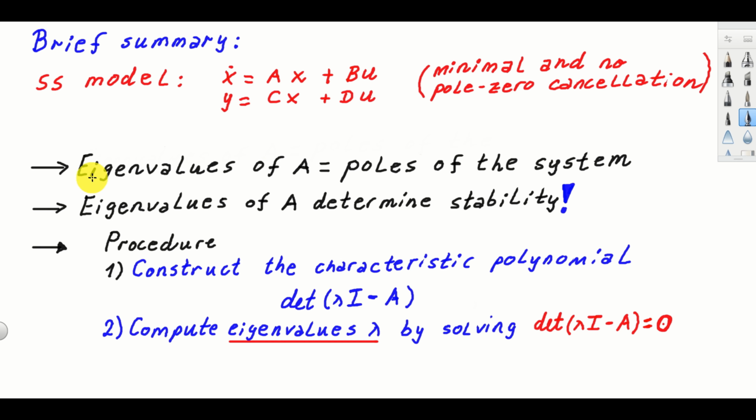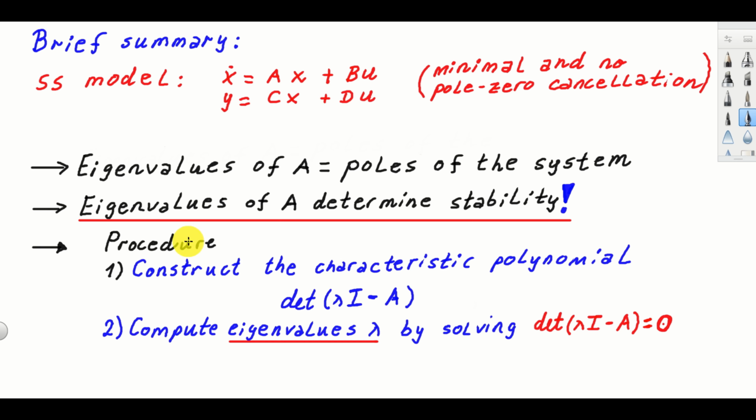In our last lecture, we explained the eigenvalues of A are actually the poles of the system. This means that the eigenvalues of A determine the stability, and this is a very important conclusion. That is, to test the stability, we need to determine and analyze the locations of the eigenvalues of the A matrix. The B matrix, the C matrix, and the D matrices do not influence stability.